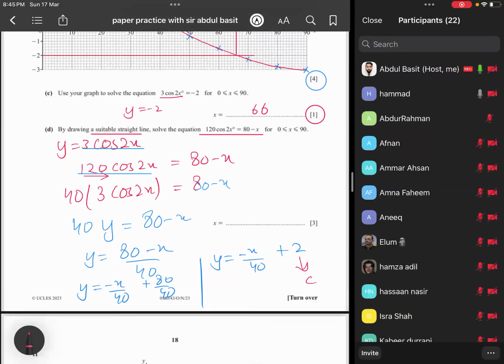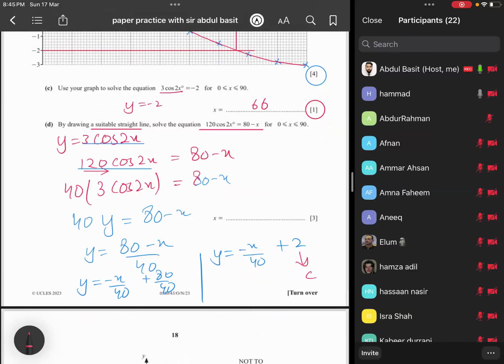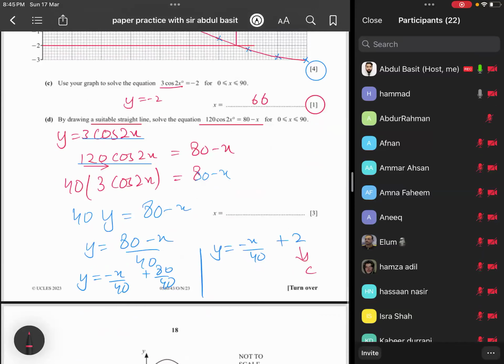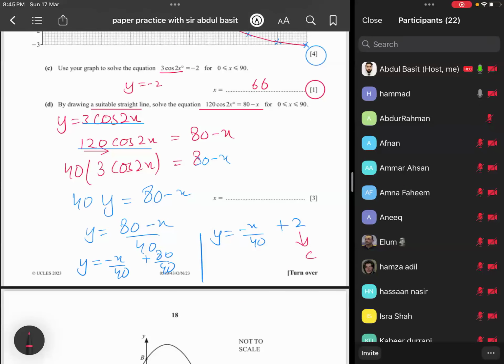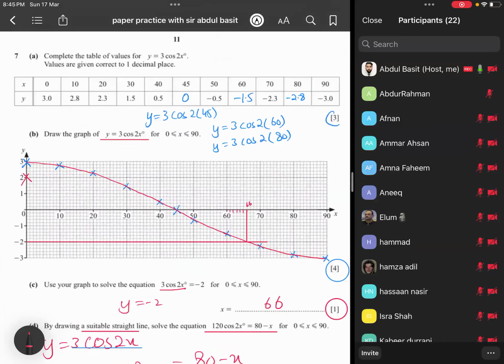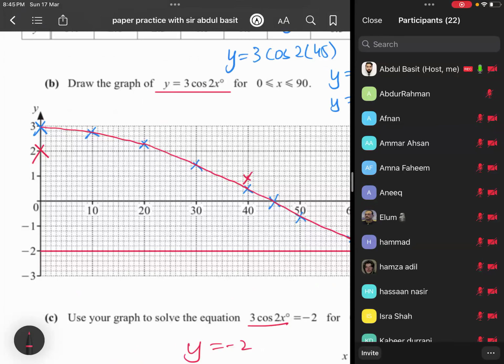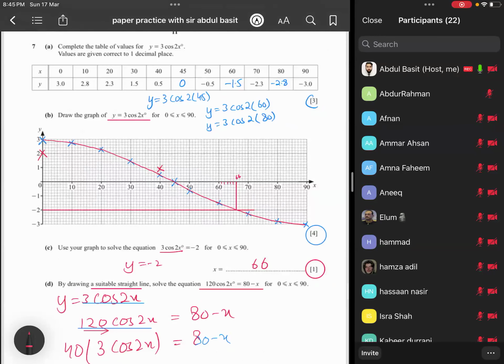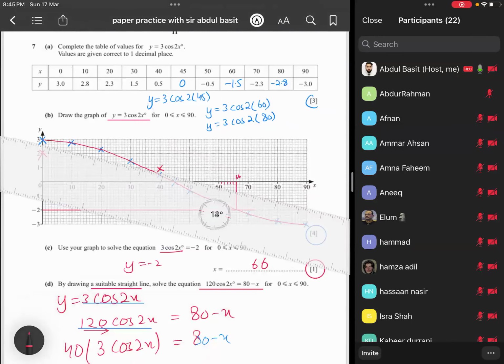So we need to plot here some values in order to get y. So beta, what should I put in place of x? Can I put x is equals to 40? Let's put x is equals to 40. Y is equals to minus 40 by 40 plus 2. Minus 1 plus 2 would be 1. Yes or no? जी Yes, सर. So when x is 40, y is 1. So this is the line. Let's cross this line with the help of a ruler.